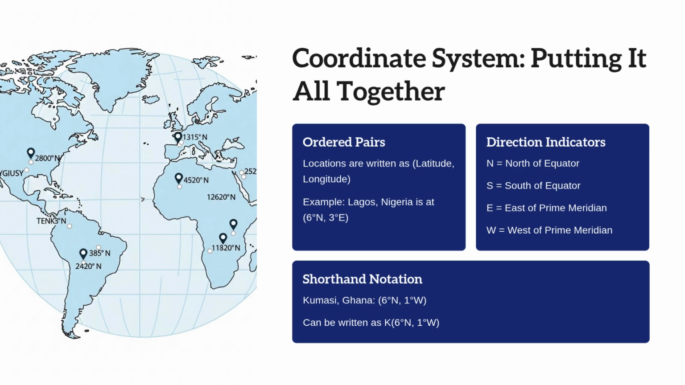Direction indicators. N means north of the equator. S means south of the equator. E means east of the prime meridian. W means west of the prime meridian.